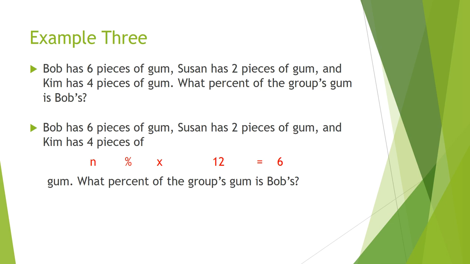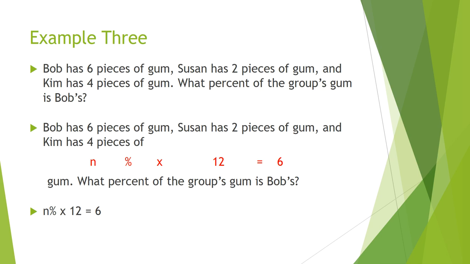Now we talked about that. The group's gum means the total number of pieces of gum in the group, which is 12. Is Bob's. Is means equals. So equals Bob's. Bob has 6 pieces, equals 6. So n percent times 12 equals 6. That's our algebraic equation: n percent times 12 equals 6.